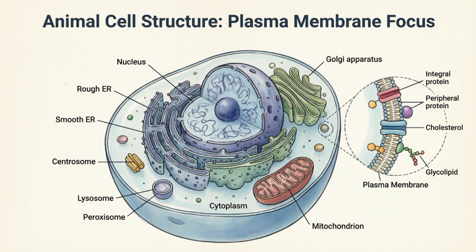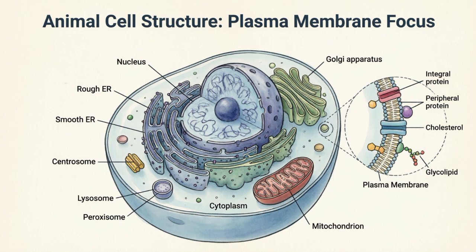Peripheral protein. There is a small purple sphere, resting on the surface attached to the membrane, but not going through it. Cholesterol. Look for the small yellow hexagon shapes tucked inside the membrane tails. These help keep the membrane stable and fluid. Glycolipid. And finally, the structures with the little chains sticking out. These are involved in cell recognition, helping the cell identify itself to other cells.